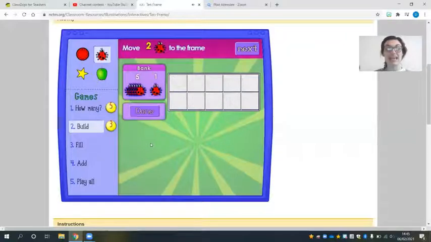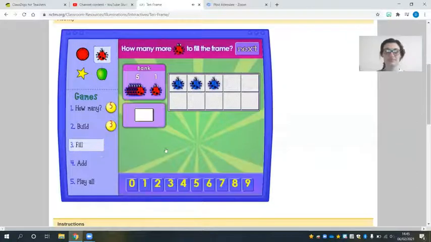Right, the last game I would like you to have a go at is number 3, which is Fill. How many more to fill the frame? So we have got 3 bugs in our frame, and it wants to know how many more bugs do we need to fill the whole frame. So let's have a look.